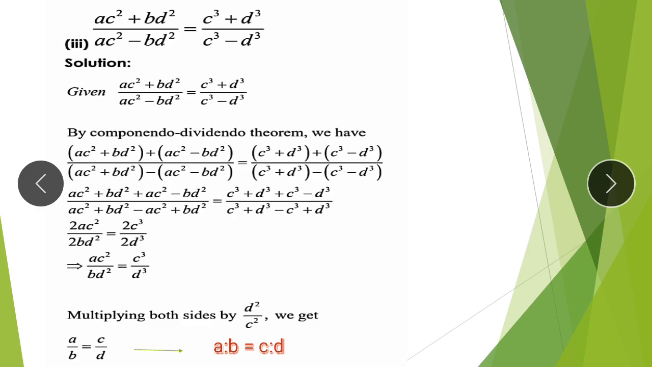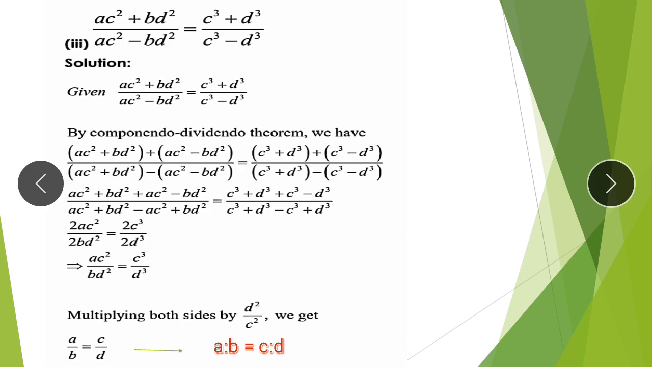Let's go with this third part. The second part is similar to the first part. Again, we are supposed to apply the theorem of componendo and dividendo, which we can recognize when we see that both the numerator and denominator are the same, with the only difference being the plus and minus sign. So we can solve this type of problem with the help of the componendo and dividendo theorem.